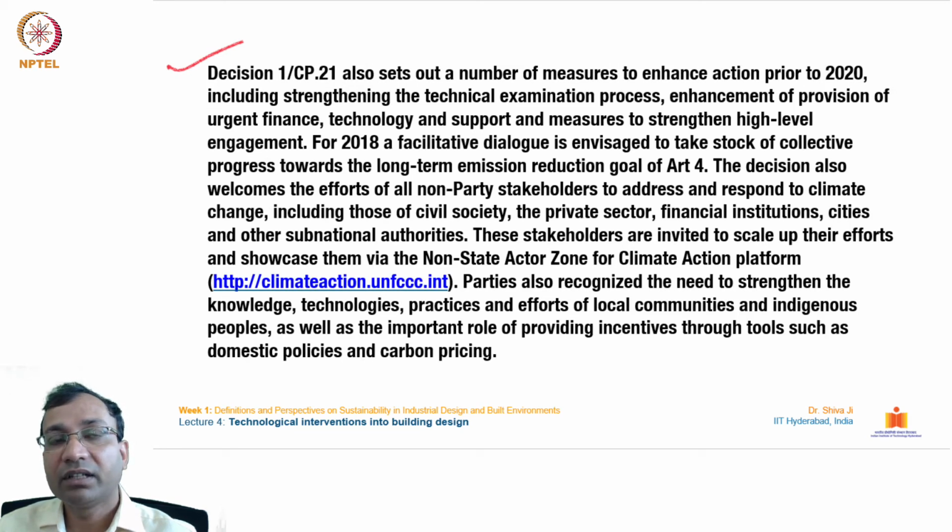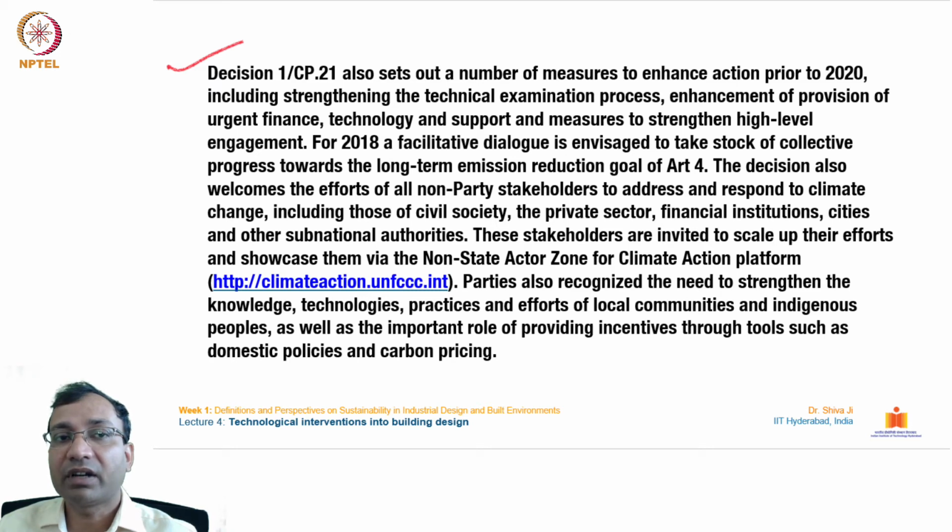Further, Decision 1/CP.21 also sets out a number of measures to enhance action prior to 2020, including strengthening the technical examination process, enhancement of provision of urgent finance, technology and support, and measures to strengthen high-level engagement. For 2018, a facilitative dialogue is envisaged to take stock of collective progress towards the long-term emission reduction goal of Article 4. The decision also welcomes the efforts of all non-party stakeholders to address and respond to climate change, including those of civil society, the private sector, financial institutions, cities, and other subnational authorities.